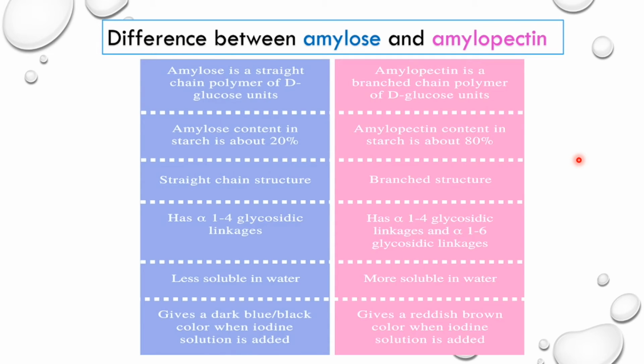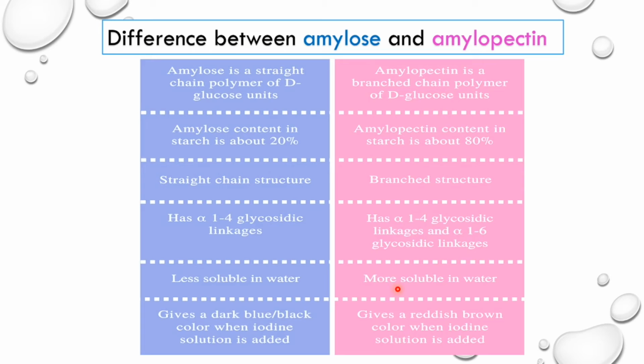These are the major differences between amylose and amylopectin. Amylose is a straight chain polymer of alpha D glucose. Amylopectin is a branched chain polymer. About 20% is amylose and 80% is amylopectin. Amylose is a straight chain, and amylopectin has a branched structure. Alpha 1,4 glycosidic linkage is present in amylose, and in the case of amylopectin both alpha 1,4 and alpha 1,6 glycosidic linkages are there.